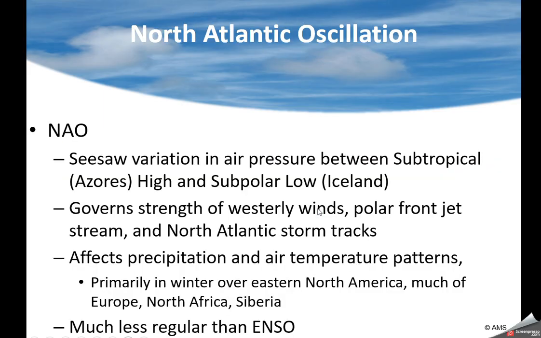All right, there's other global circulations. We talk about the North Atlantic Oscillation. What that basically does is we measure the pressure difference between a high down over the Azores and a subtropical low, a polar low that's over Iceland. The greater the pressure difference, the stronger the NAO. These impact the eastern parts of the United States and lots of Europe.